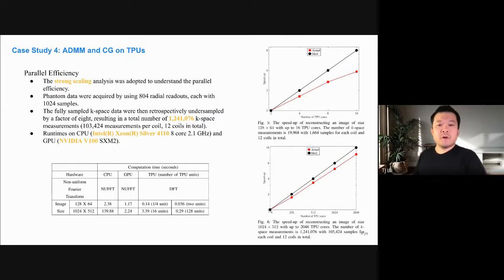Runtimes on CPU, the Intel Xeon 8-core processor, and then GPU, NVIDIA V100, are provided as a reference. I need to mention that the implementation on TPU uses DFT, whereas the implementations on CPU and GPU use NUFT. But even though DFT has higher computational complexity than NUFT, we still see accelerations on TPUs. This is good news. In addition, from the figures on the right, we see that close to linear scalings on TPU are achieved.